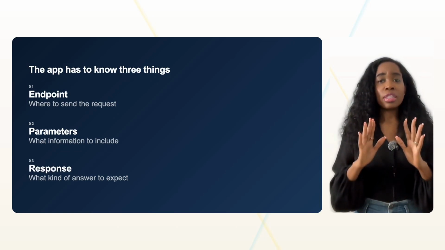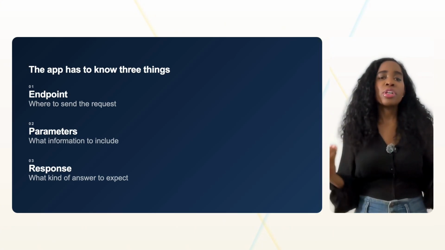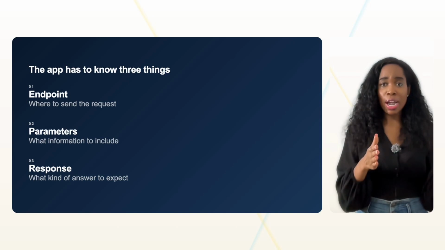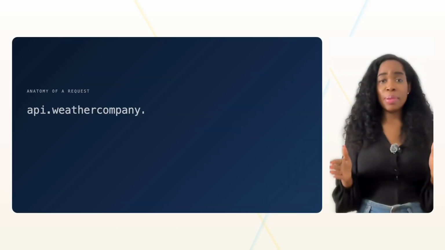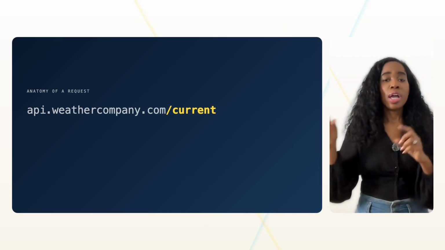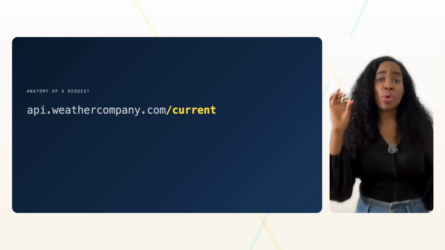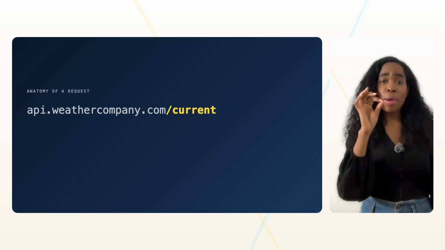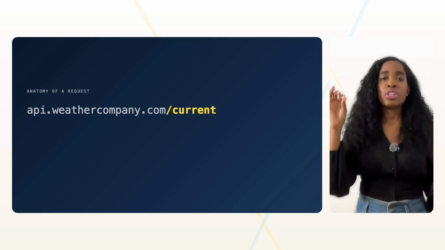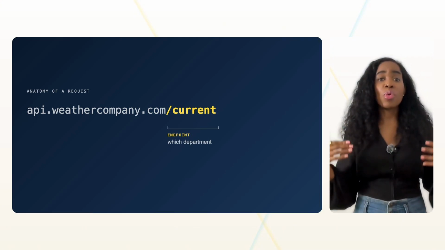Now, we're going to dig a little deeper and understand what those actually mean. I want you to imagine you're building a weather app. The weather company might have an API that looks something like this: api.weathercompany.com/current. Think of the /current as a department inside the weather company, and different departments would have different slashes and whatever they're called. So that's the endpoint. It tells the server, I want the current weather.